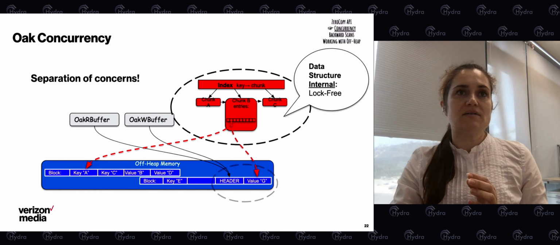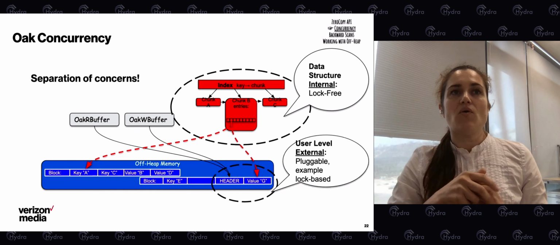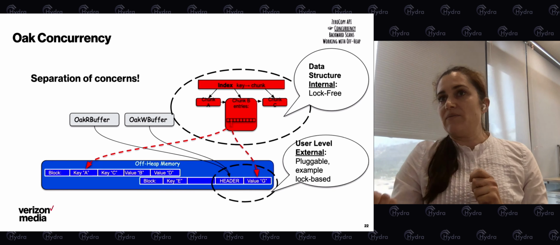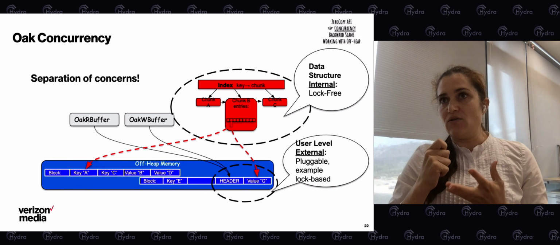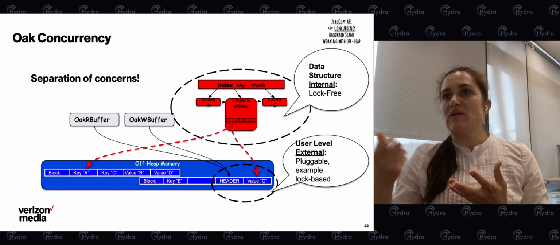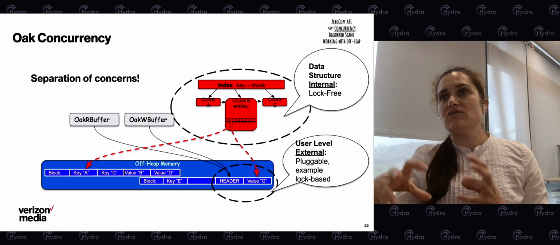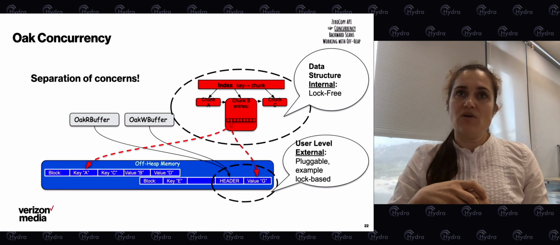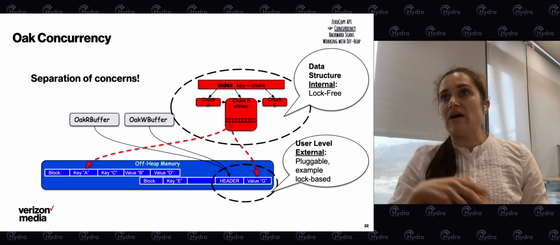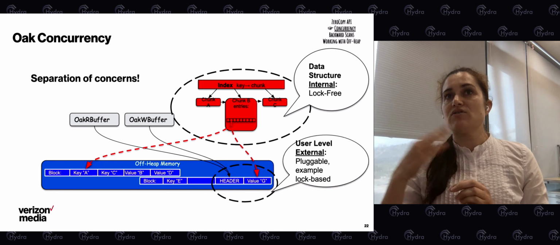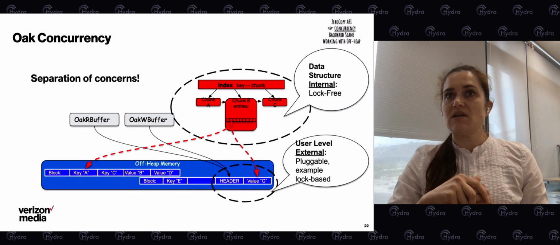On the other hand, you have those Oak buffers accessing the same value, for example, and it may be that some thread is getting this value for one reason, and another one is getting it for some other reason, and they can simultaneously try to read and write on the same value. It's already not part of the data structure. So we say this is external synchronization versus the internal synchronization of the data structure.